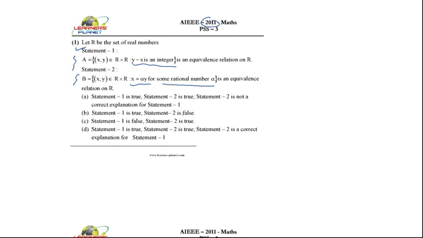Friends, whenever we need to check for equivalence relation, we need to check for three things: whether the relation is reflexive, symmetric, and transitive. If it is satisfying all three, then we can say that the given relation is an equivalence relation. So let us first start with statement A, for which we have x minus y or y minus x is an integer.